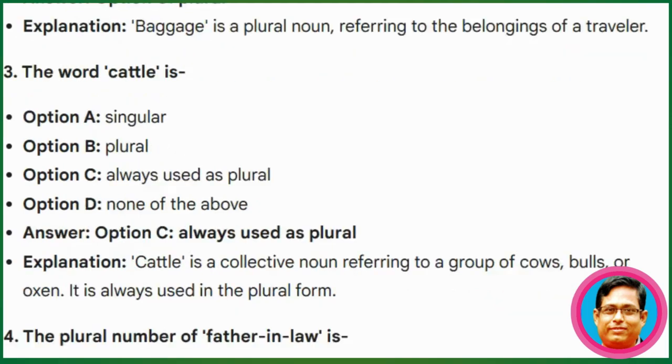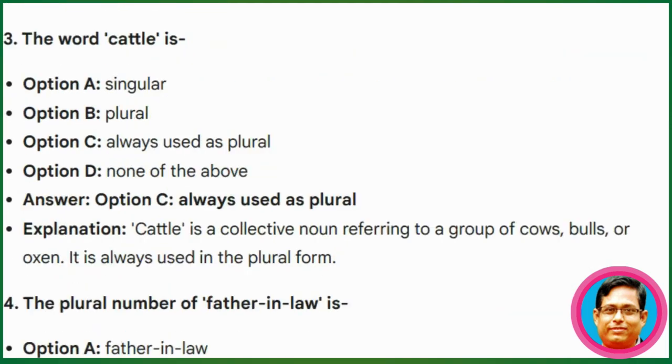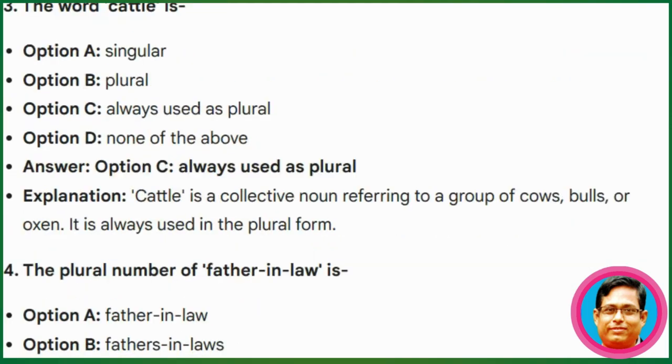3. The word cattle is option A, singular. Option B, plural. Option C, always used as plural. Option D, none of the above. Answer, option C, always used as plural. Explanation. Cattle is a collective noun referring to a group of cows, bulls, or oxen. It is always used in the plural form.